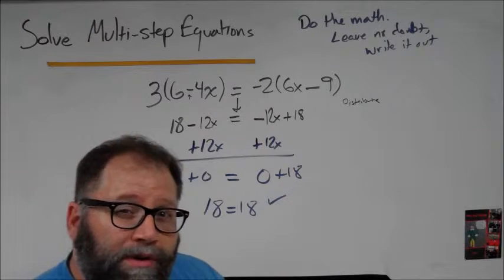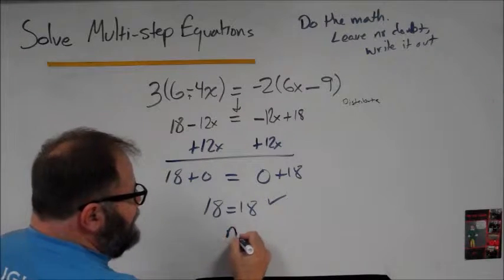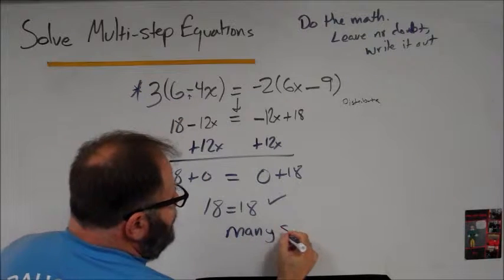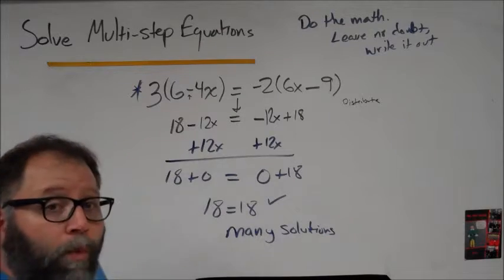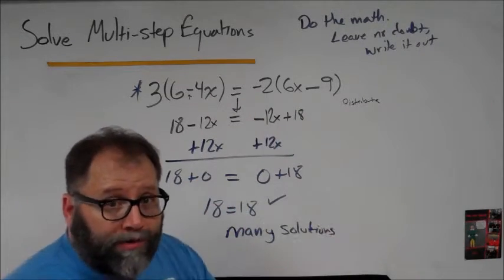Which solution set was that? Many solutions, or identity set. So what we have in this equation here is an equation that has many solutions. No matter what we put in for x, it will solve to be equal on both sides.